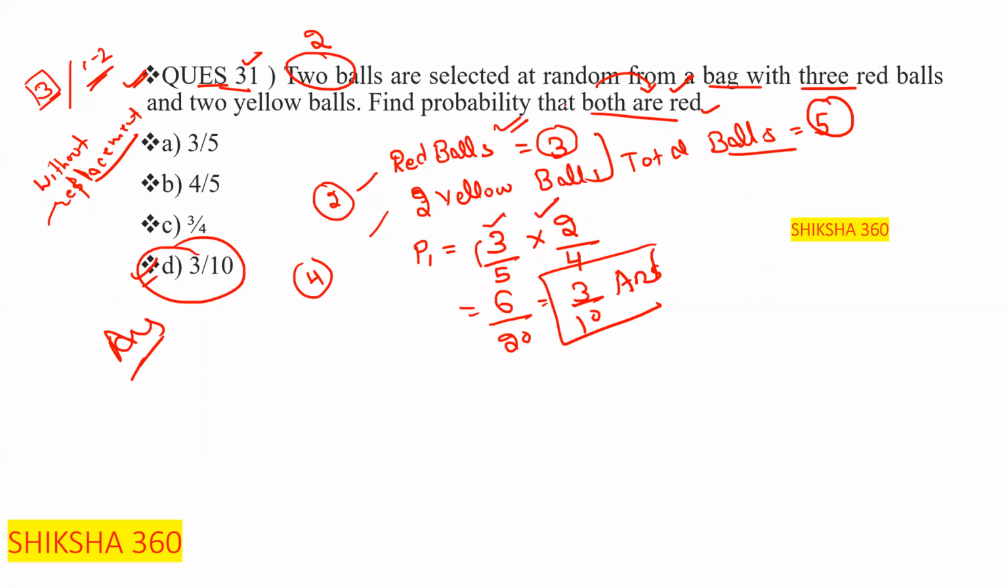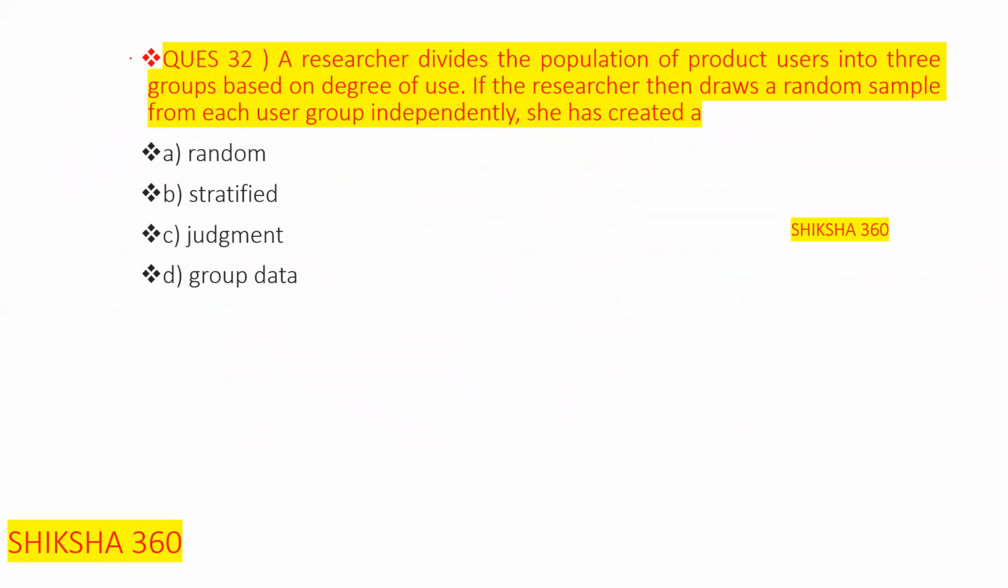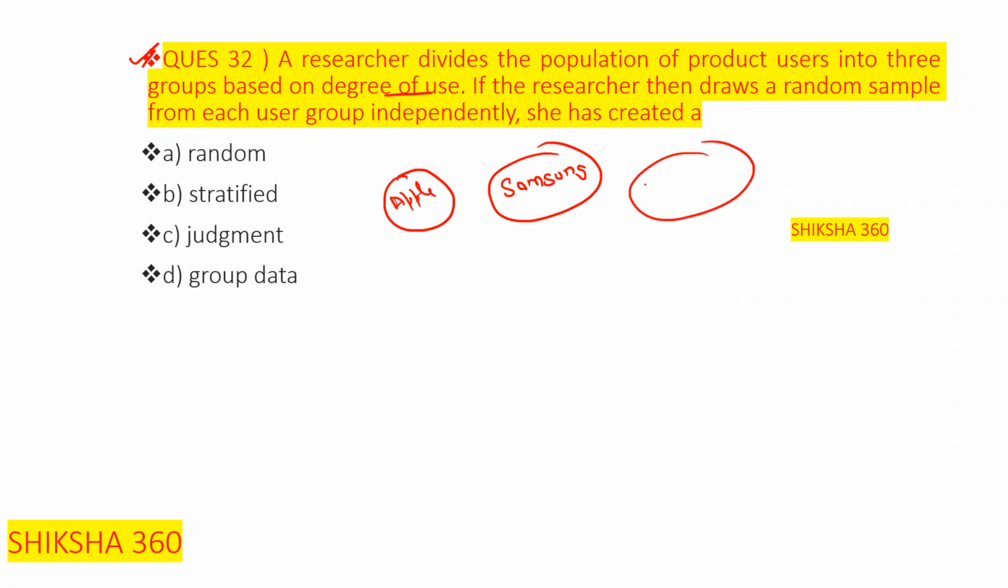Now move to the next question. Question number 32. I request all of you, please go through the question and answer it carefully. A researcher divides the population of product users into 3 groups based on the degree of use. Like, some persons are using an Apple phone, some are using Samsung, and some are using OnePlus.